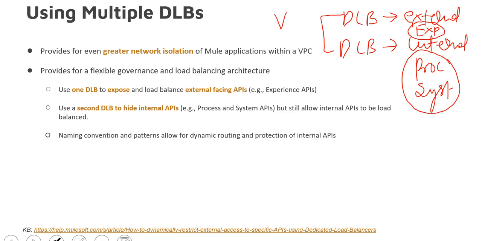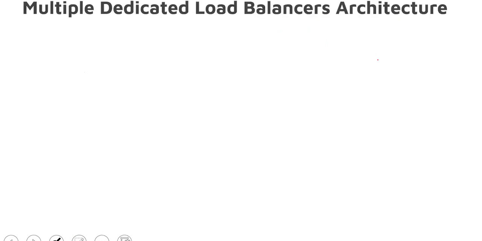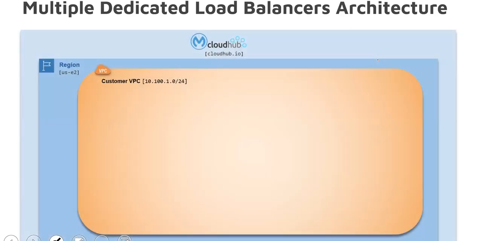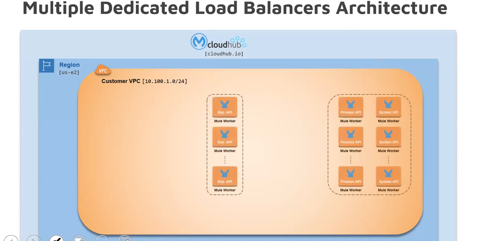Within one VPC, we'll be having two DLBs. One will be representing external traffic, another will be representing internal traffic. So let's have a look at that. Now, the solution, or architecture, with two DLBs. Same infra again. This time, we'll be representing the experience API separately and the internal APIs, the process and system APIs, separately.